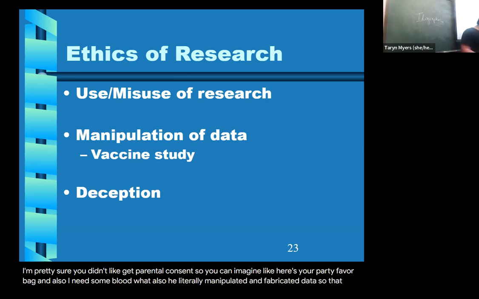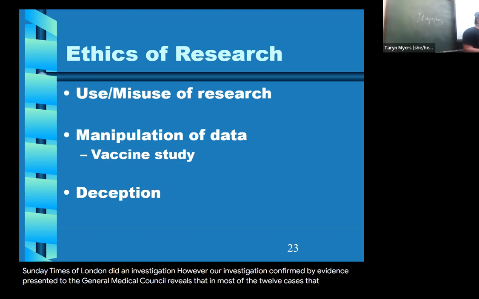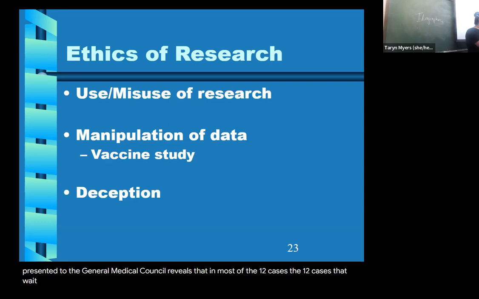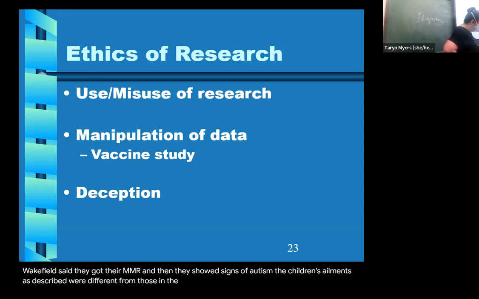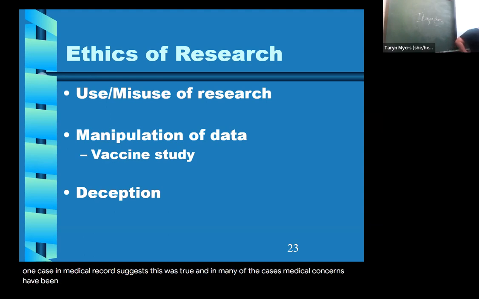The Sunday Times of London did an investigation. They said, however, our investigation confirmed by evidence presented to the General Medical Council reveals that in most of the 12 cases that Wakefield said got their MMR and then showed signs of autism, the children's ailments as described were different from those in their hospital and general practitioner records. Although the research paper claimed that the problems came on within days of the shot, in only one case did medical records suggest this was true. And in many of the cases, medical concerns had been raised before the children were vaccinated.